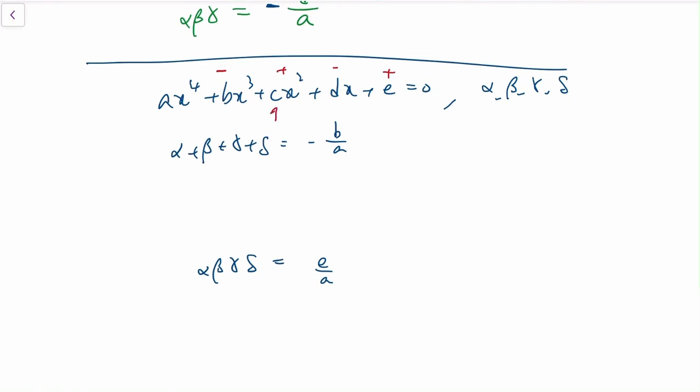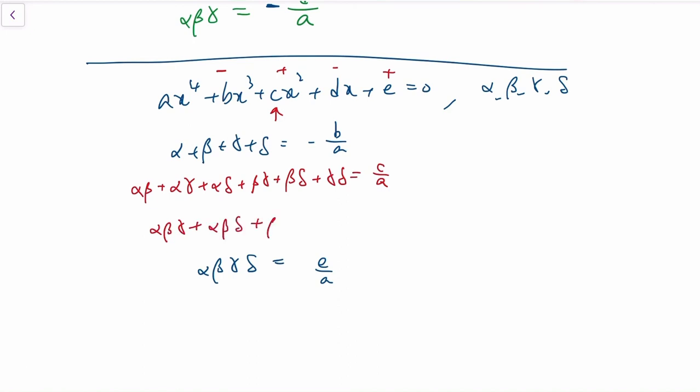But c, okay, just in case it will come up, c is when you have two of them multiplied and added up. Right, so it could be alpha beta, alpha gamma, alpha delta, plus beta gamma, plus beta delta, and gamma delta. That's c over a. And d would be you multiply three of them at a time and then add them up. So alpha beta gamma, alpha beta delta, plus and so on. That's negative d over a.